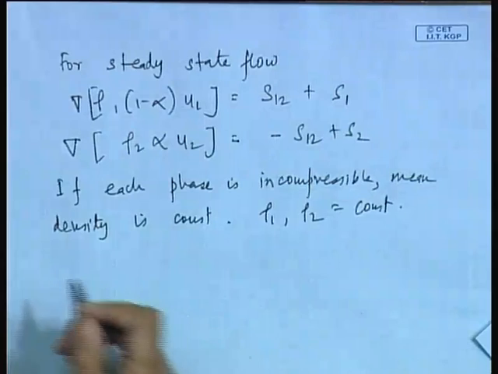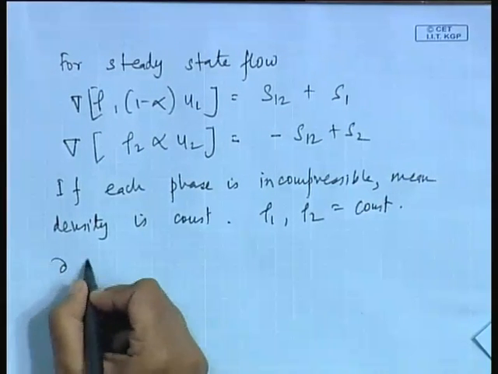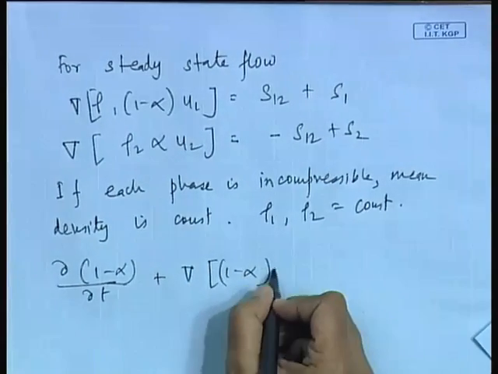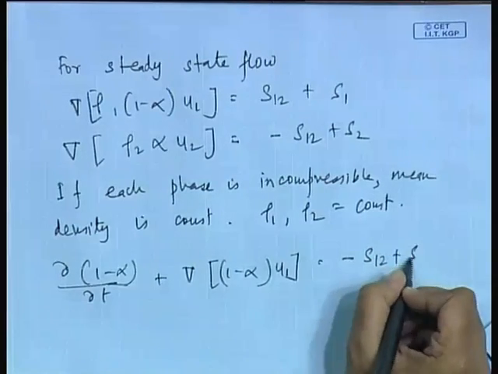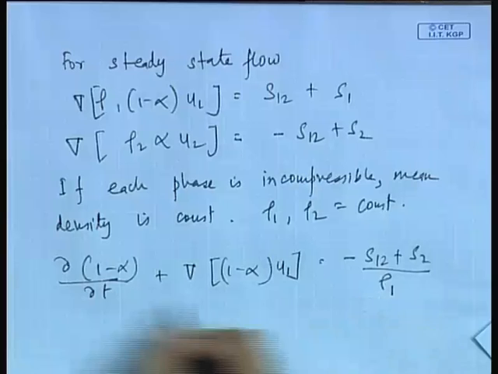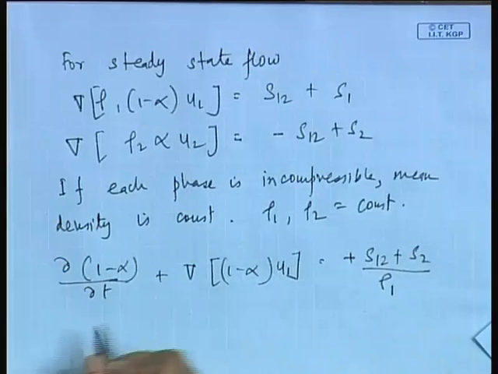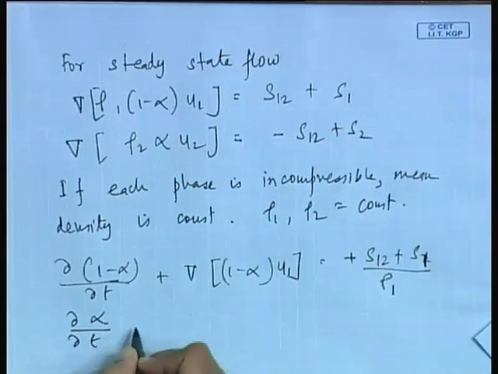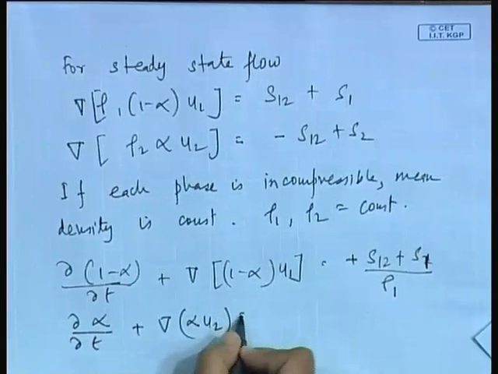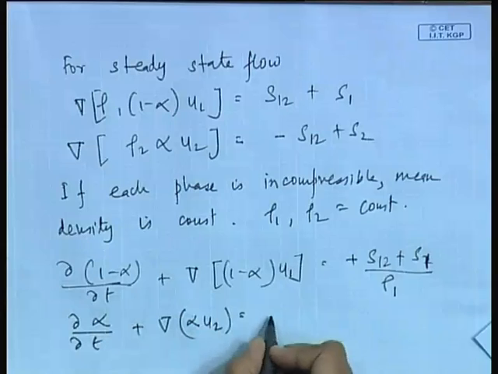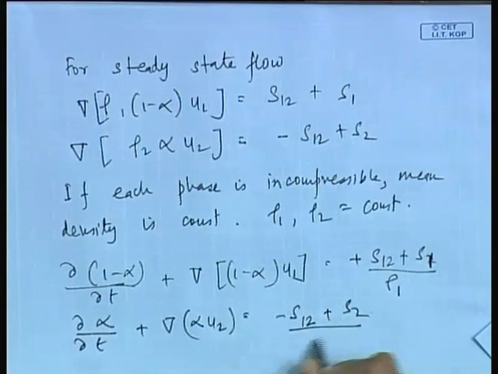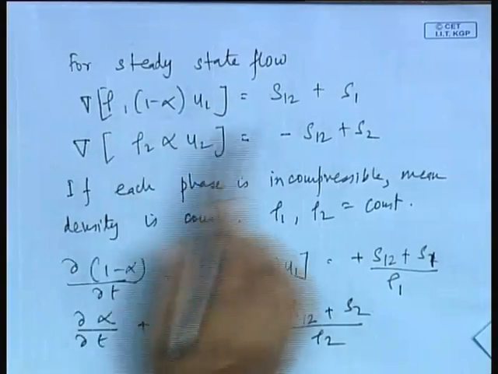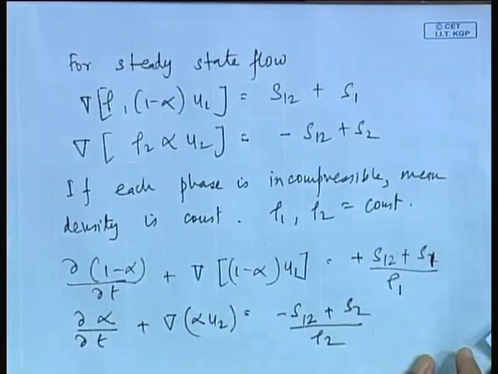So, under that condition, what type of continuity equation do you expect? It should be del (1 minus alpha) del t plus del (1 minus alpha) u 1 equals to minus S12 plus S2 by rho 1, sorry, yeah, rho 1, plus S1, and this is going to be del alpha del t plus del alpha u 2, this is equal to minus S12 plus S2 by rho 2, is not it? So, depending on the condition, if it is steady state flow, you get this. If each phase is incompressible, you get such a type of situation.